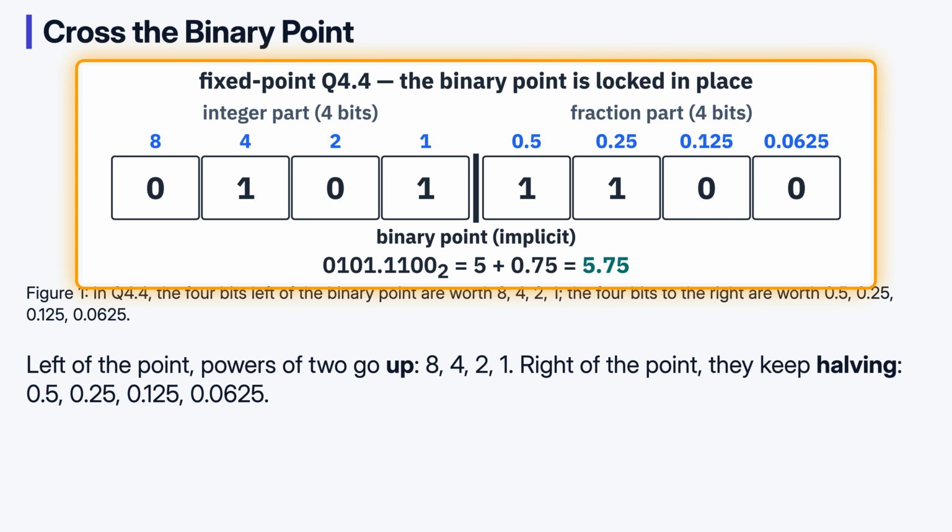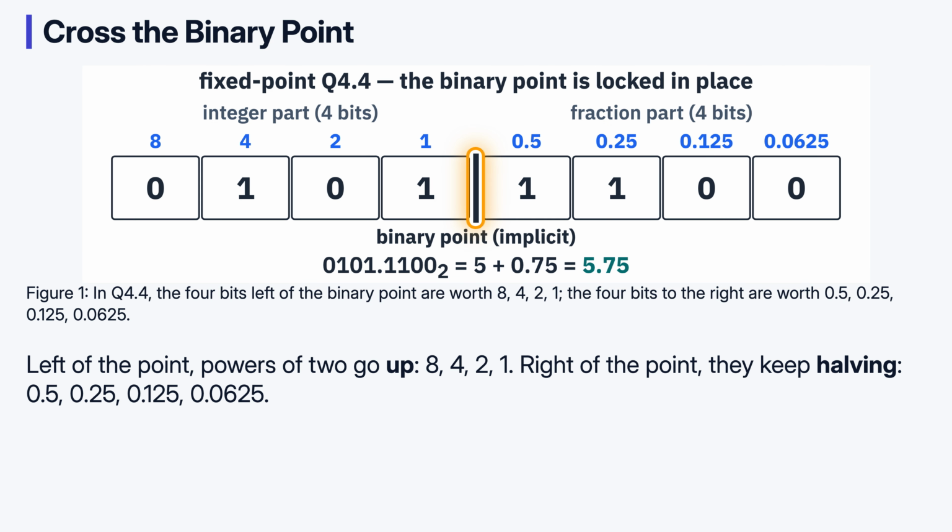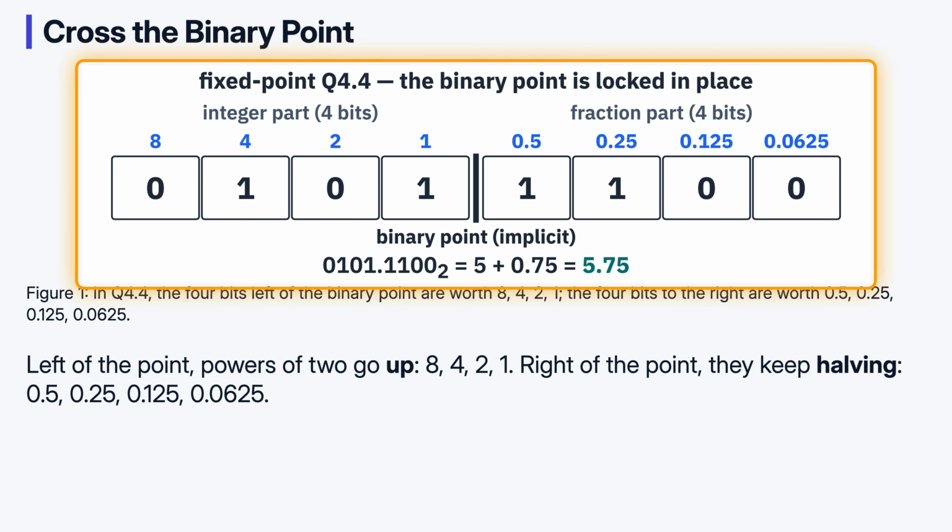This strip shows a fixed point format called Q4.4. 4 bits to the left of the binary point and 4 bits to the right. To the left, the place values are the familiar powers of 2, going up 8, 4, 2, 1. Here sits the binary point, the divider between the whole part and the fraction part. And to the right of the point, the pattern simply keeps halving: 1/2, 1/4, 1/8, 1/16. The picture is a mirror. Each step left doubles the value, and each step right halves it. That is the whole idea of a binary point.